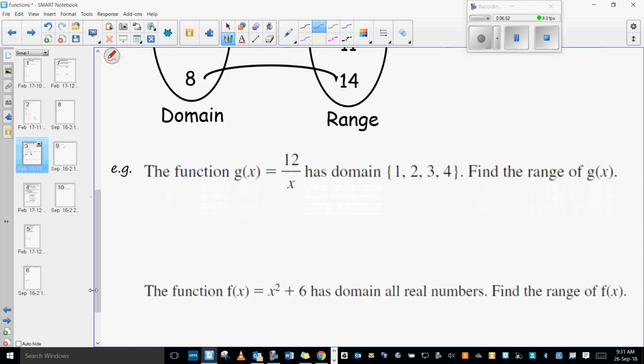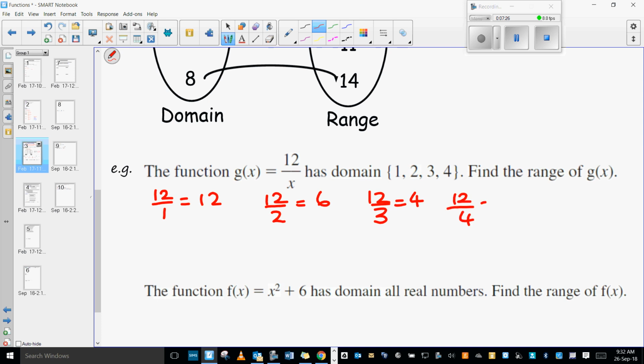So the function d(x) equals 12 over x has domain 1, 2, 3 and 4. Find the range of d(x). So what are we going to do? It's dividing 12 by the number. So we're going to do 12 divided by 1, which is, and then 12 divided by 2, which is, then 12 divided by 3, and then 12 divided by 4.